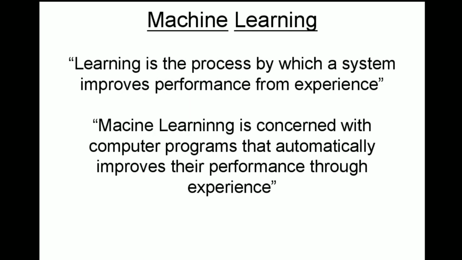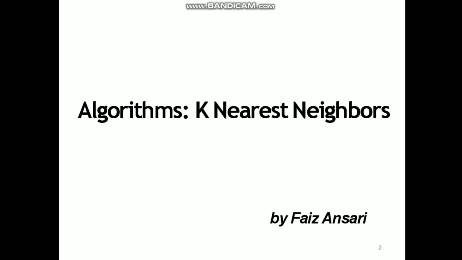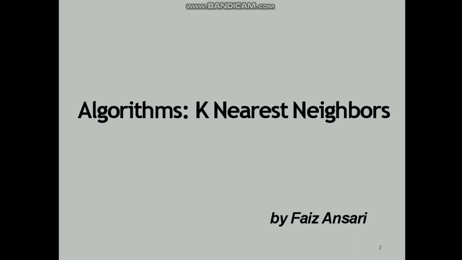So machine learning is subcategorized into two main streams. One is supervised machine learning, and the other one is unsupervised machine learning. In unsupervised machine learning, we have one algorithm which is known as the K-Nearest algorithm.